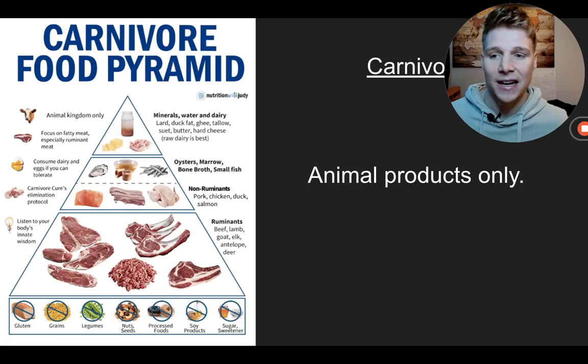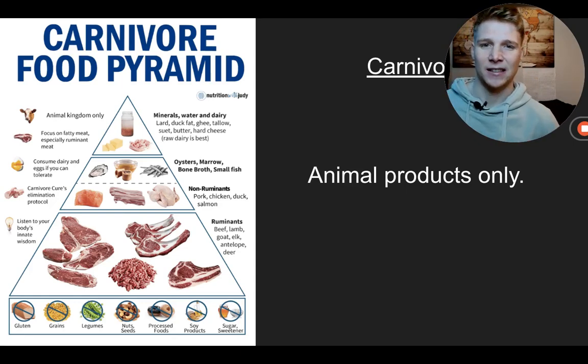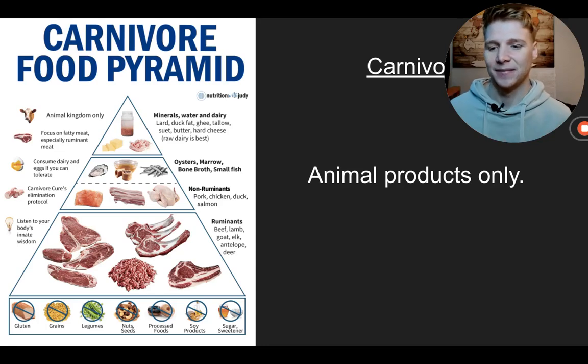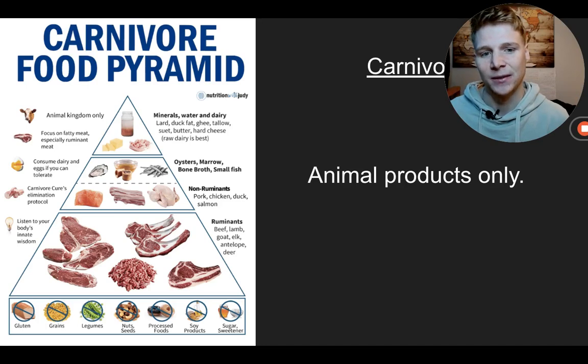Other things you can have: egg, bone broth, fish, different seafoods, and you can also have dairy as well. But it's good to not have too much, to basically limit it. And you can see at the bottom of that diagram are foods which you can't have.